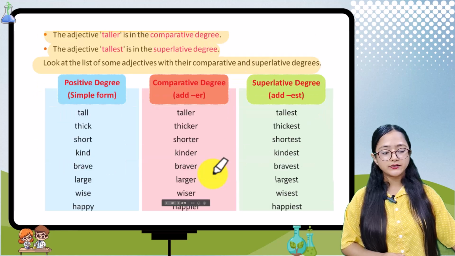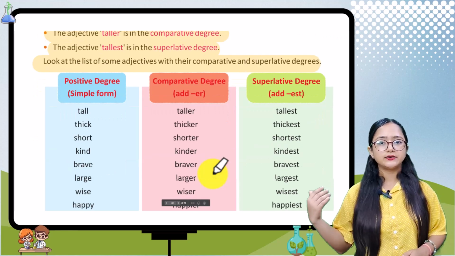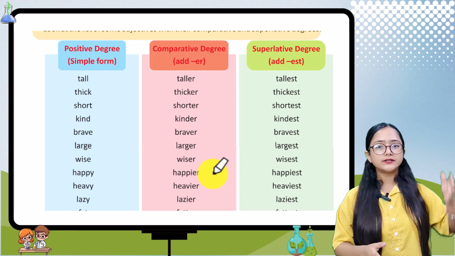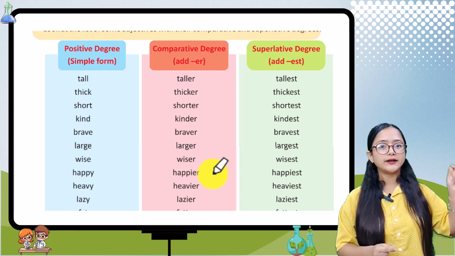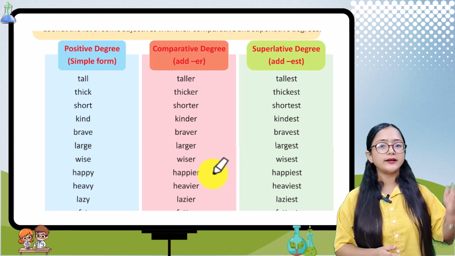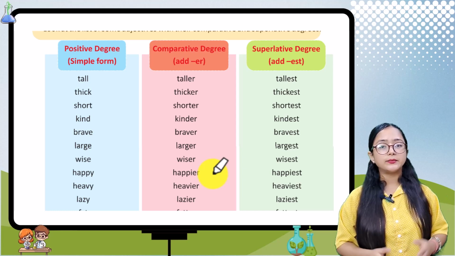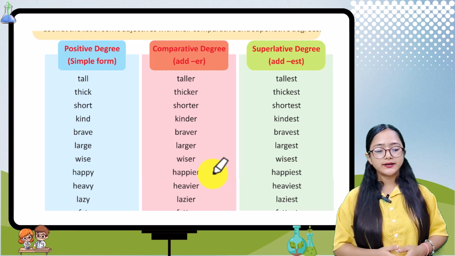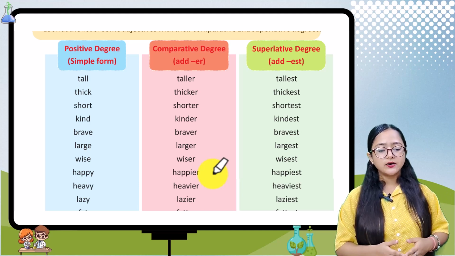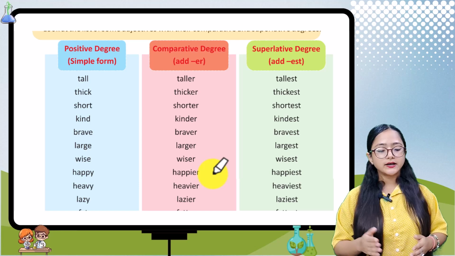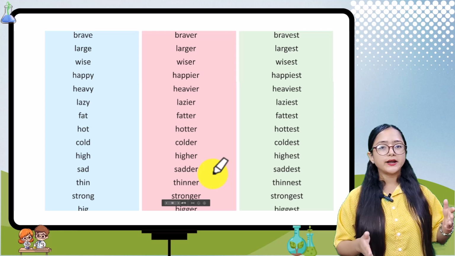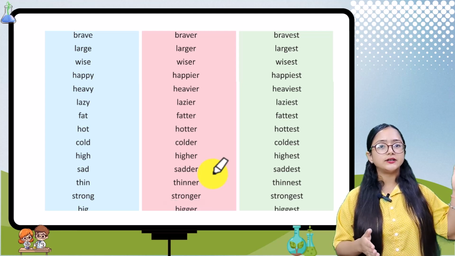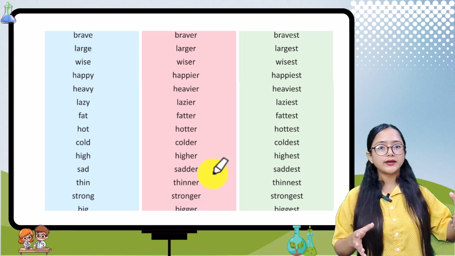So basically here you have a table. In the first column it is written positive degree, the simple form. Then the comparative degree, in which you have to add er. Next is the superlative degree, in which you have to add est. Like for example, tall, taller, tallest. Next, thick, thicker, thickest. Short, shorter, shortest. Kind, kinder, kindest. Next one, brave, braver, bravest. Large, larger, largest. Wise, wiser, wisest.